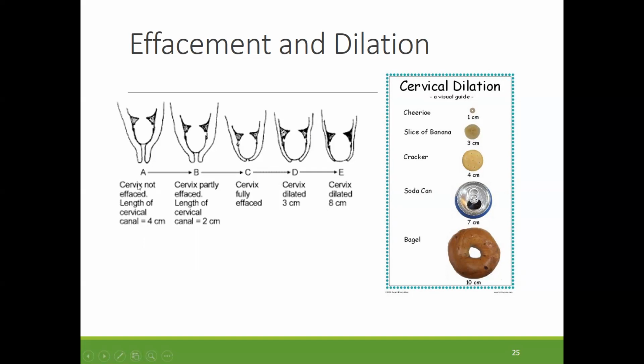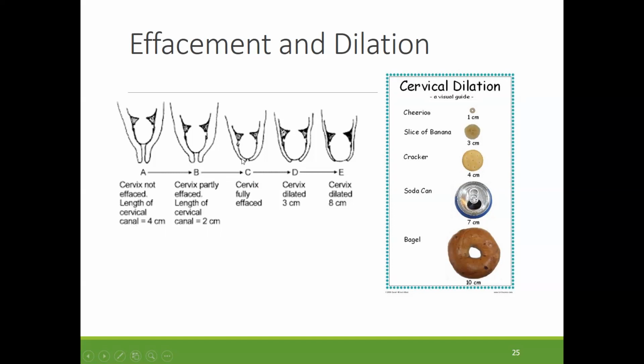Now on this one, we see the cervix not effaced. The length of the cervical canal is 4 centimeters. So see how thick it is here? We want that to thin out. Now, as baby starts pushing down on this, it helps to thin it because you have pressure from the baby. Now the cervix is partially effaced. The length of the cervix is about 2 centimeters here because baby's weight is pushing on it, helping it to dilate and thin and open.